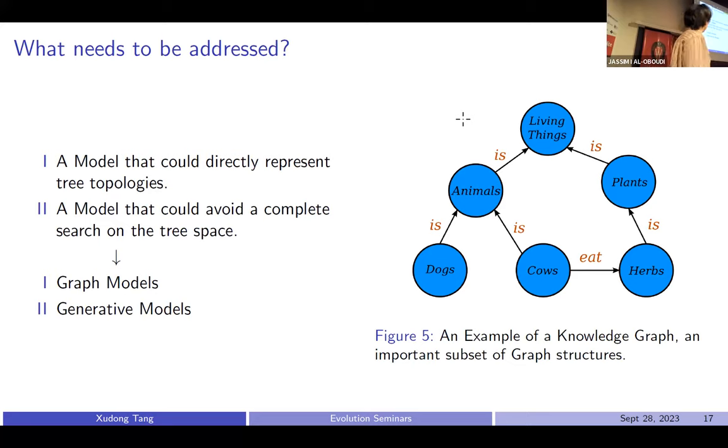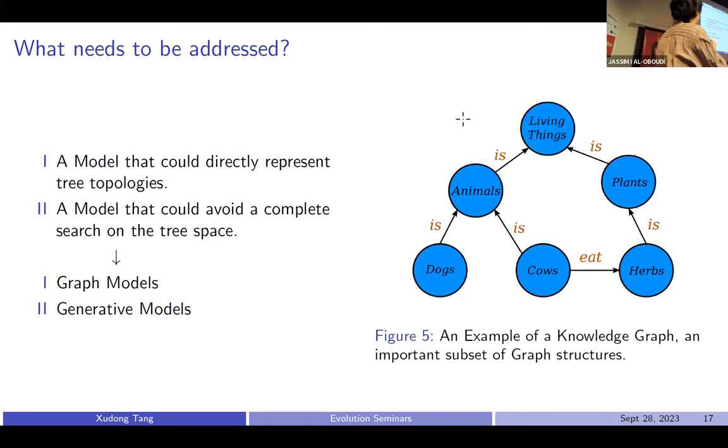So we have two problems that we need to address. First, we want a model that could directly represent the tree topology. We want everything that's in the phylogenetic tree to be represented in the model. The second thing is we want a model that could avoid a complete search on the tree space. By complete search, I mean the model would explore every possible tree in the tree space. There are two ways we can do this. We can either do a heuristic search, which I think is what the standard phylogenetic inference methods are doing, or we could not do a tree space search at all.